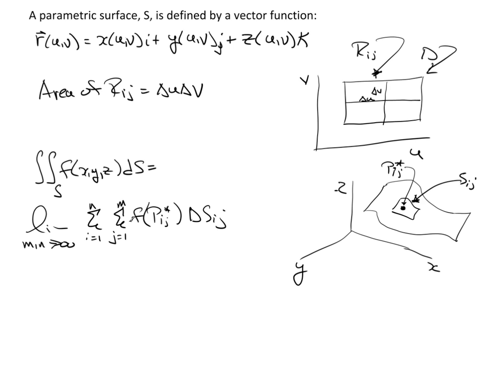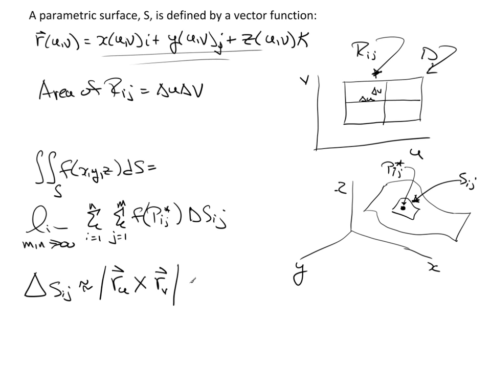Now, to evaluate the integral, what we want to do is approximate the area of each patch, each Sij patch, by a parallelogram in the tangent plane. So this delta Sij is going to be approximately equal to the cross product of the partial of r with respect to u cross the partial of r with respect to v, where obviously r is the parameterized surface, times delta u delta v.